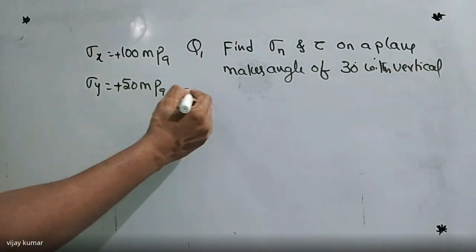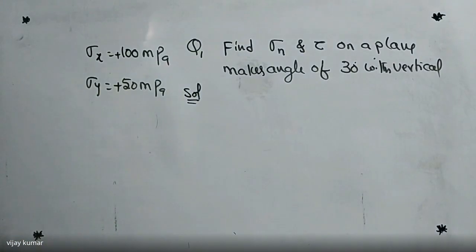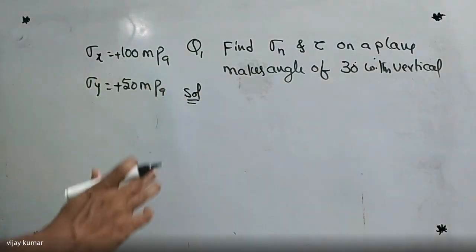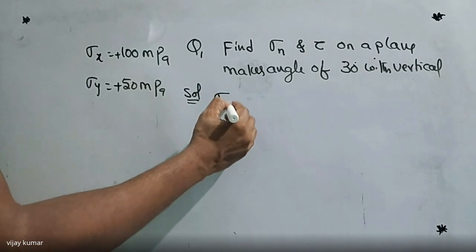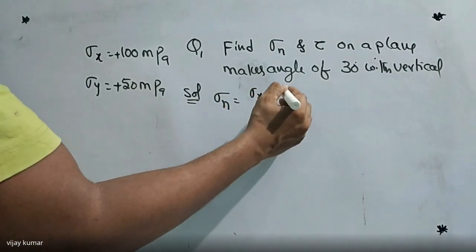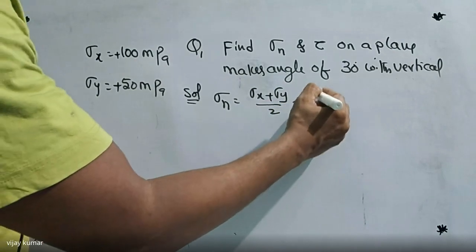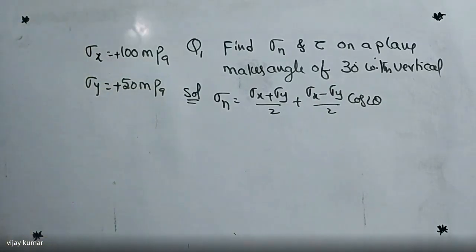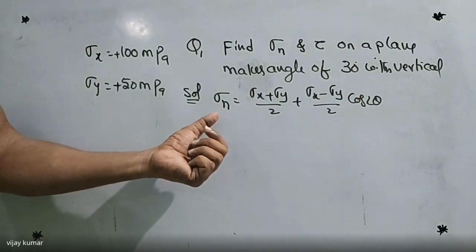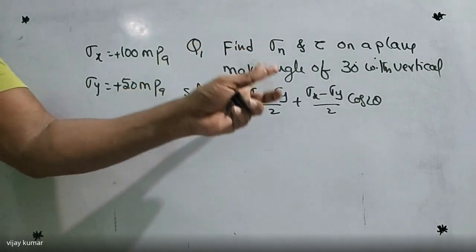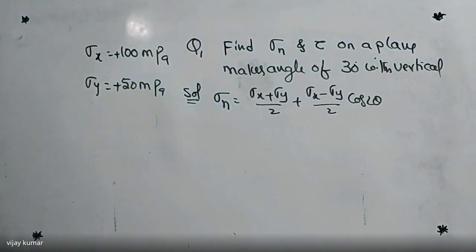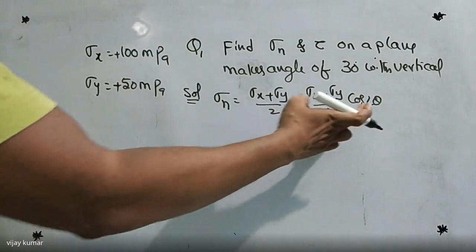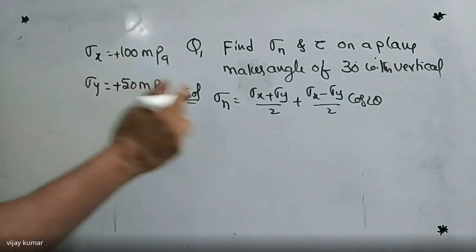So when the component is subject to a biaxial state of stress, we know the formula. Normal stress is equal to (sigma x plus sigma y) by 2 plus (sigma x minus sigma y) by 2 into cos 2 theta. But he is asking at what angle of the plane we are going to find the normal stress value. We are going to find the normal stress on a plane which makes an angle of 30 degrees with the vertical, so I'm going to substitute theta equal to 30 here.